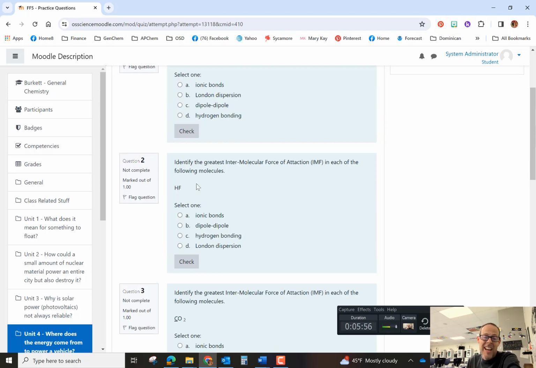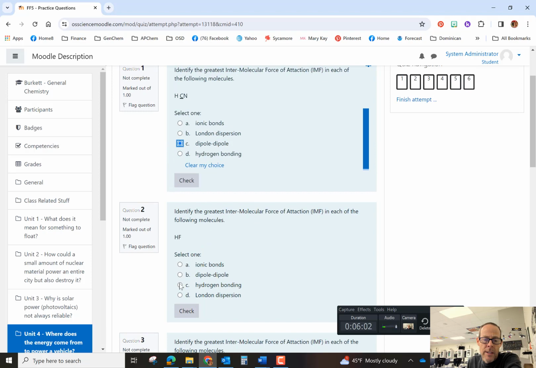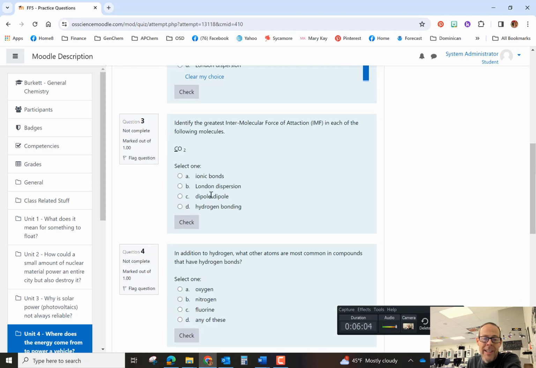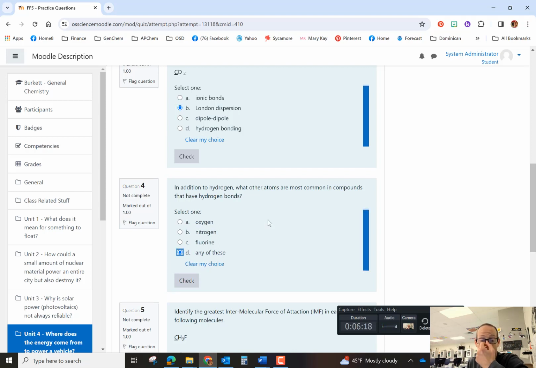HF, do I have an H attached to an F? I do. Hydrogen bonding, no thinking about it. Move on to the next one. So this is polar, and that's hydrogen bonding. CO2 is linear, so they're going to pull oppositely, so London dispersion. In addition to hydrogen, what other atoms are most common in compounds that have hydrogen bonds? Probably nitrogen, oxygen, or fluorine, because that's what hydrogen has to be attached to.